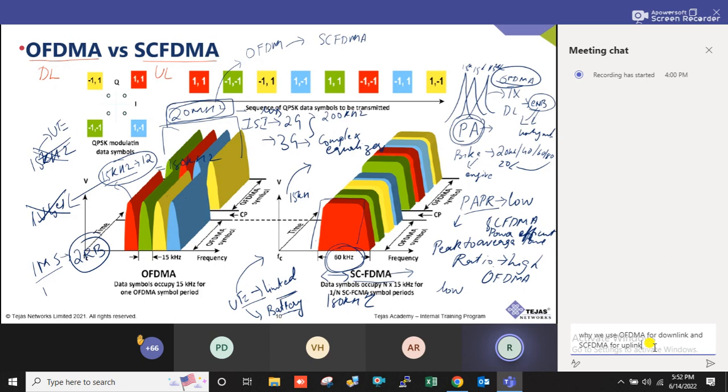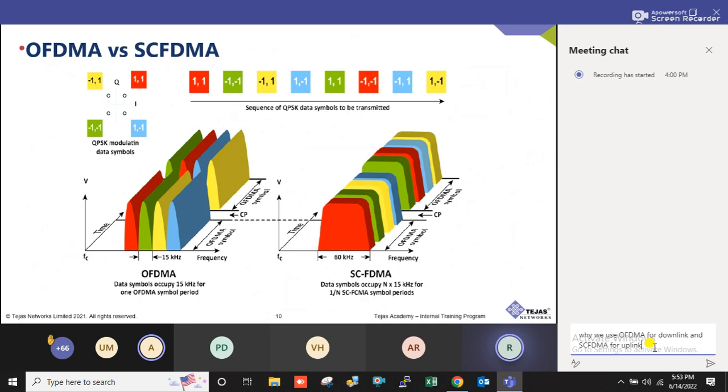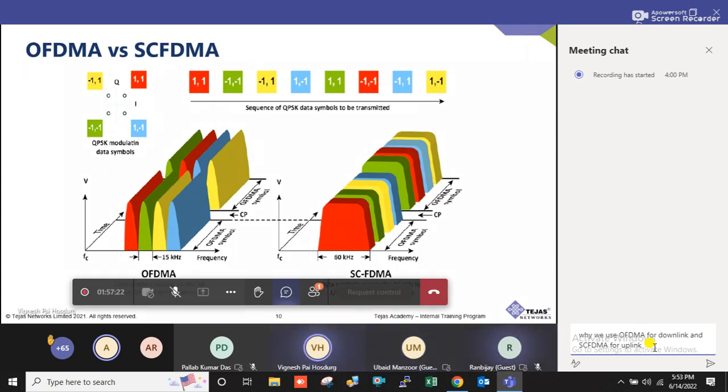Okay, any doubts so far? Can we say in SCFDMA there is less trading as compared to OFDMA? Can you please repeat it? Hello? Yeah. In other words, we can say that in SCFDMA there is less trading, there is less RSI as compared to OFDMA because there is a single carrier.